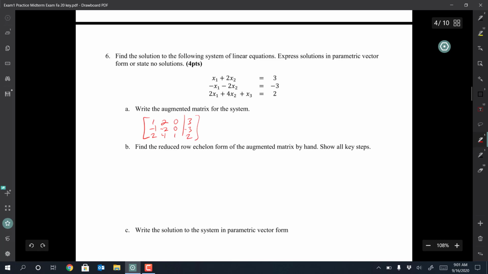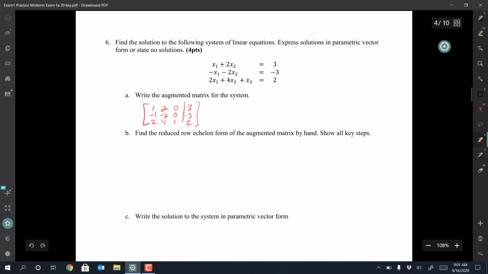Writing out the augmented matrix. Then I need to do the row reduction. All right, so I'm going to do a couple row operations here to save myself a little space. I'm going to say row 2 is equal to row 2 plus row 1. So I'm going to take the second row. I'm going to add the first row to it. So first row is going to stay exactly the same. Second row is going to become 0, 0, 0, and 0.